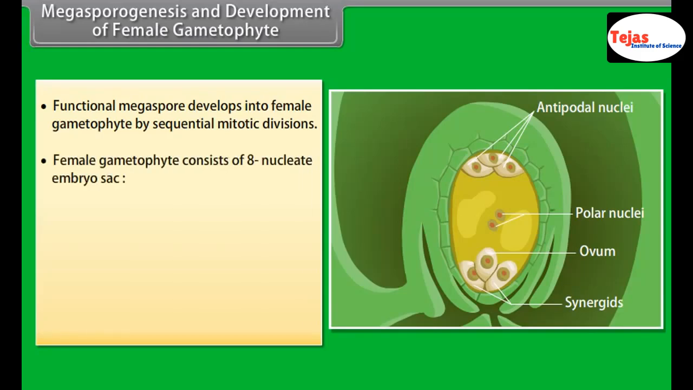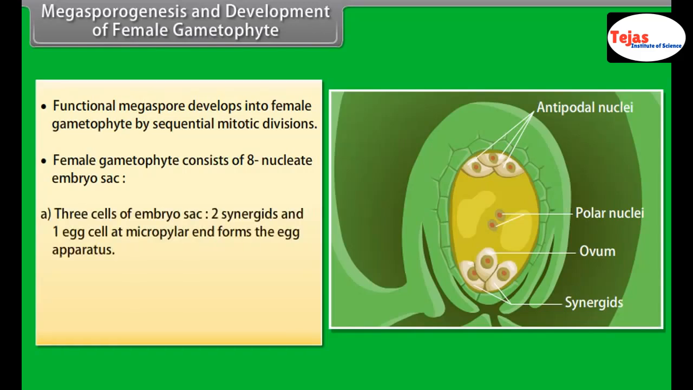The functional megaspore develops into the female gametophyte by sequential mitotic divisions. The female gametophyte consists of an 8-nucleate embryo sac. A. 3 cells of the embryo sac, 2 synergids and 1 egg cell at the micropylar end, form the egg apparatus. B. 3 antipodal cells are formed at the chalazal end. C. The central cell consists of 2 polar nuclei.